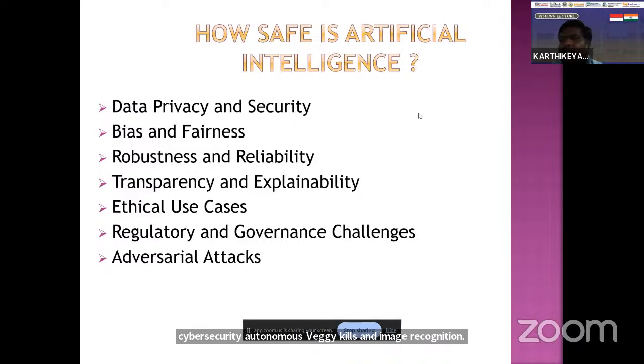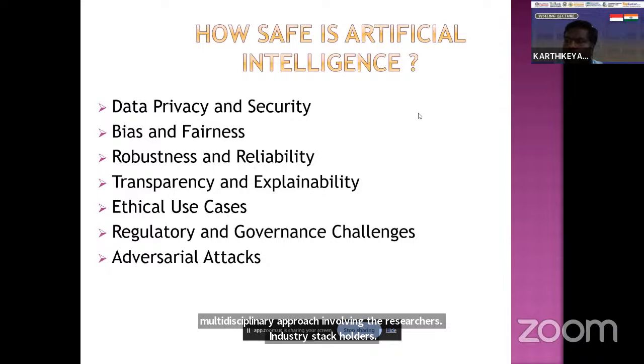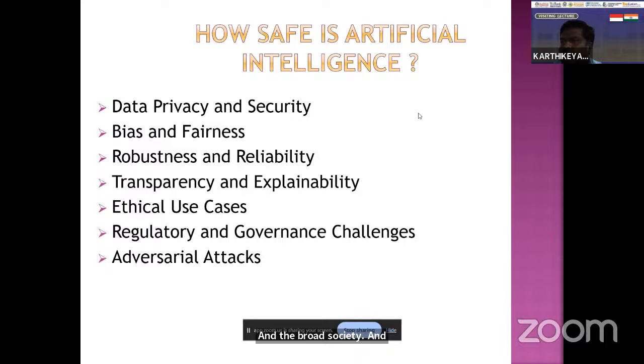Addressing the safety concerns requires a multidisciplinary approach involving researchers, industry stakeholders, and the broader society, and efforts to develop ethical guidelines, standards, and regulatory frameworks for AI, along with investment in research on robust and trustworthy AI, are essential for ensuring the safe and responsible development and deployment of AI technologies.